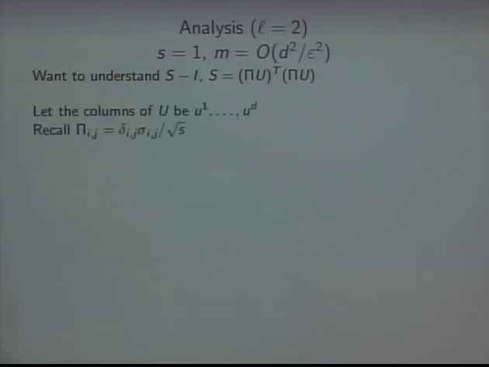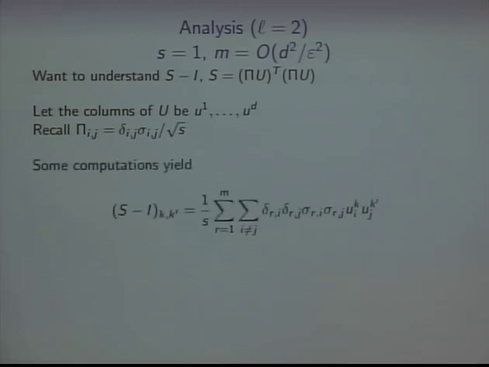Okay, so let's just introduce a little bit of notation. Let the columns of this matrix U be U1 up to UD. Those are the D vectors in our orthonormal basis for our subspace. And recall that pi ij can be written in this way. Delta tells you whether that entry is non-zero, sigma is a random sign. Some computations, which I'm not going to do here, yield the following. Basically, the point is you can write down a closed form formula for what the entries of this matrix are.